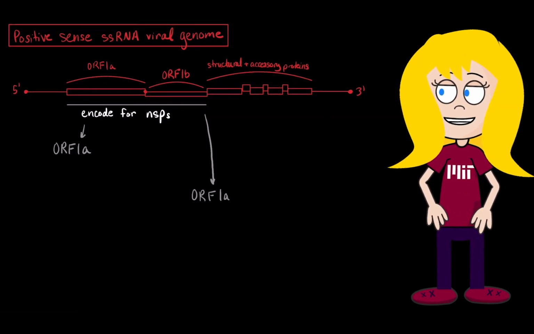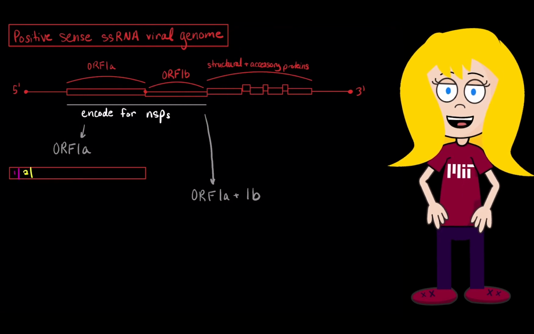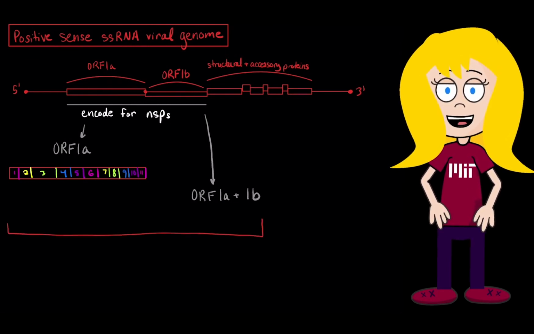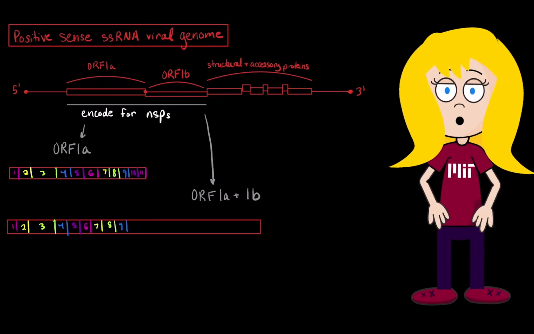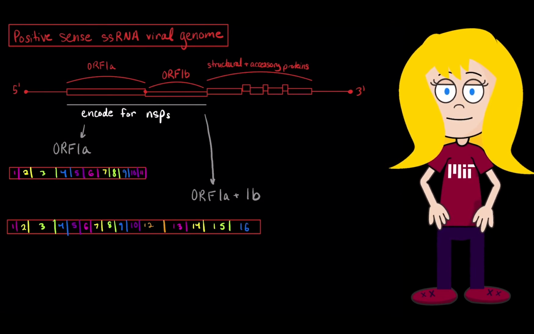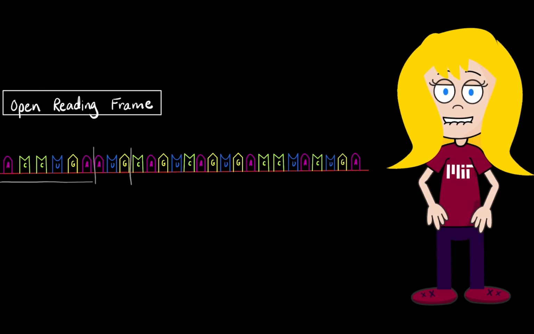The single-stranded positive sense RNA strand from the 5' end contains the code for 16 different non-structural proteins, commonly referred to as NSPs. They are involved with a wide range of functions, including blocking the host cell's initial immune response and contributing to and forming the viral replication and transcription machinery. These 16 proteins are encoded for within two open reading frames, labeled ORF1A and ORF1B.